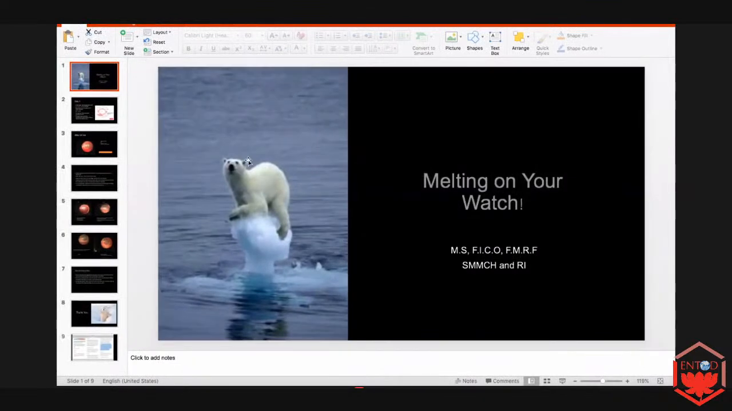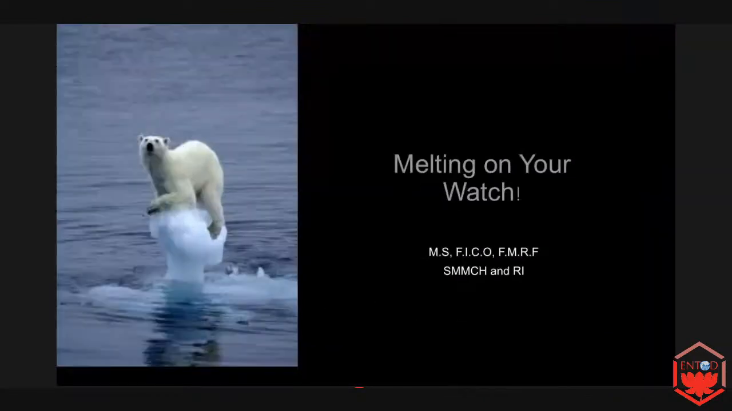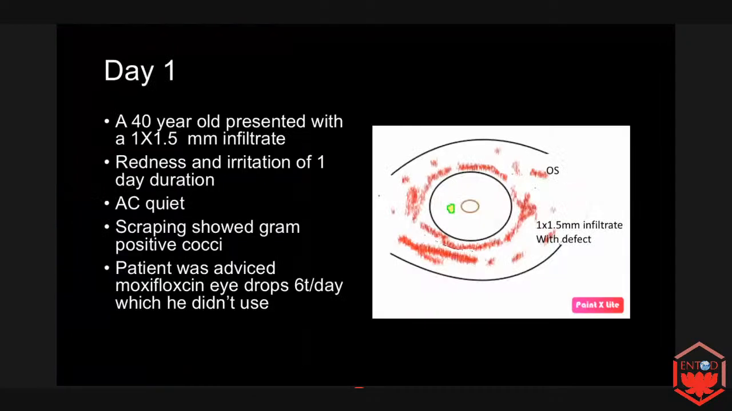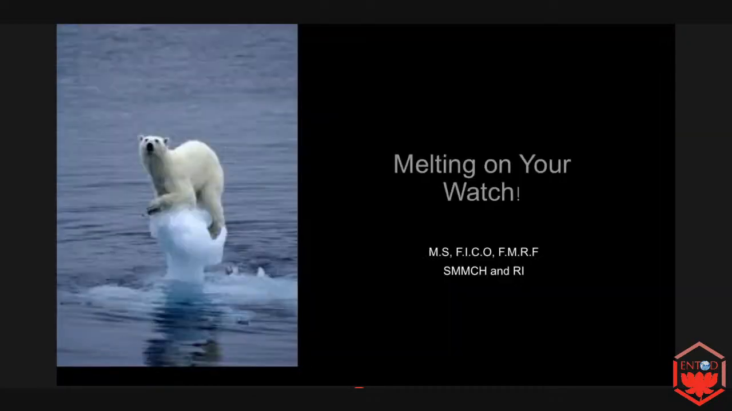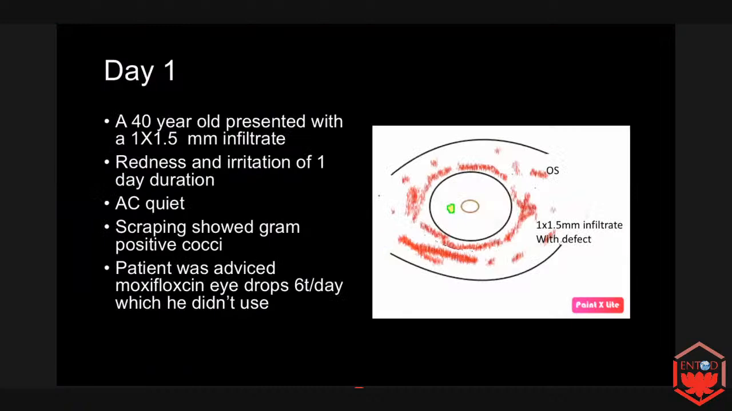Thank you so much for giving me the opportunity to present my case today in this forum. So this is the case of a corneal ulcer that melted on my watch. On day one, I had a 40-year-old male who presented with one of those extremely innocuous looking ulcers that doesn't worry you at all. It is a 1 into 1.5 millimeter infiltrate. AC was absolutely quiet. There's a bit of redness.